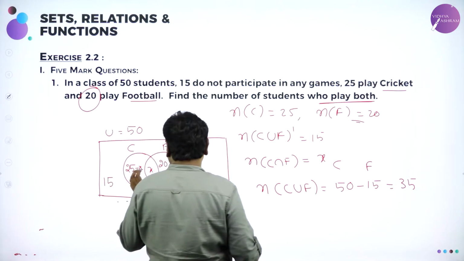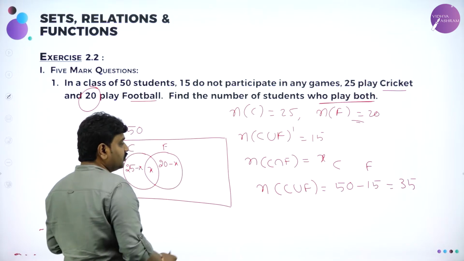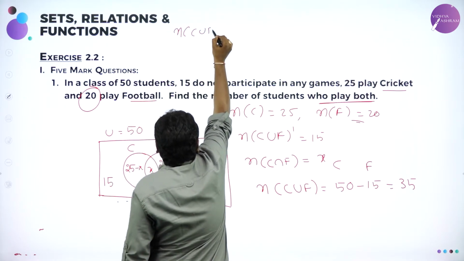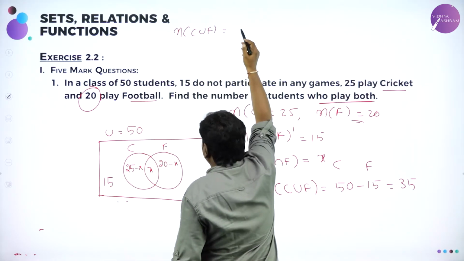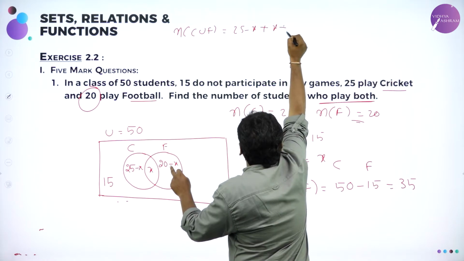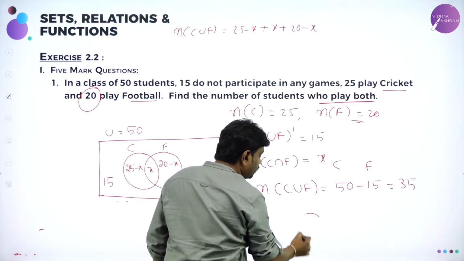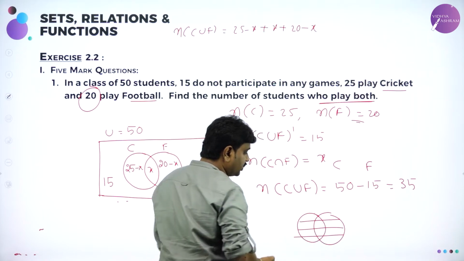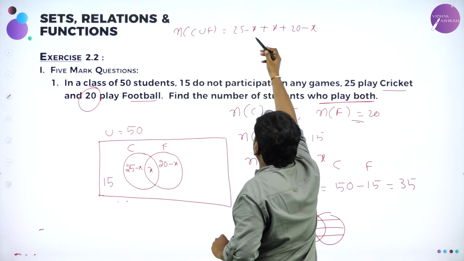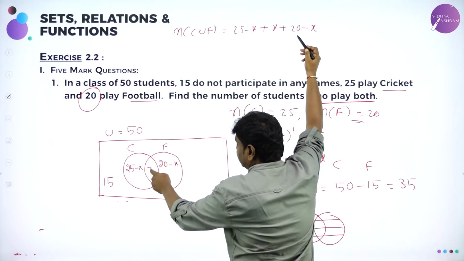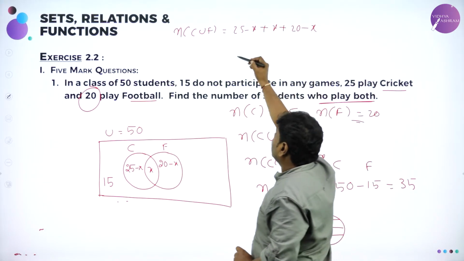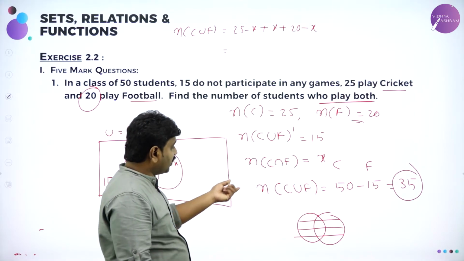So now from the Venn diagram, if I add all this, we say union. n of C union F, cricket combined with football, is equal to 25 minus x plus x plus 20 minus x. All of you know in a Venn diagram this whole region is called union. That's why add all and call it union. So 25 minus x plus x plus what is there here? 20 minus x. This is all the students. How many students are involved in cricket or football? 35.